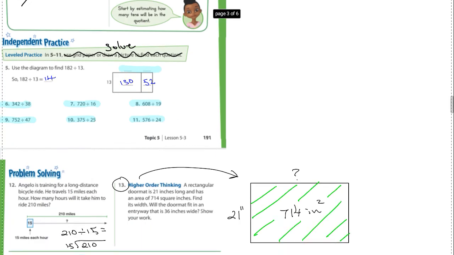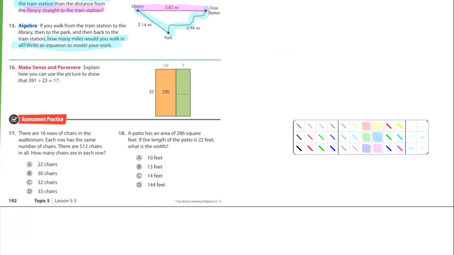Good question. All right, number 16. We're under 15 minutes so far. Explain how you can use the picture to show that 391 divided by 23 equals 17. Well, I'd be happy if you guys can just tell me what this is. All right. 17 and 18, multiple choice, you can do those, and that's it. Gosh, under 15 minutes.